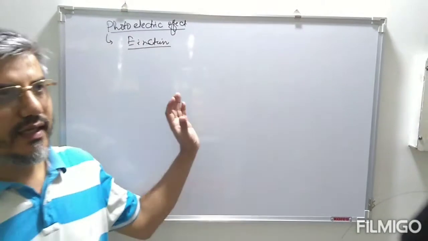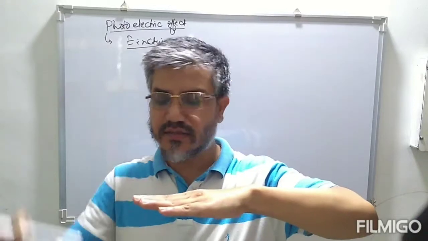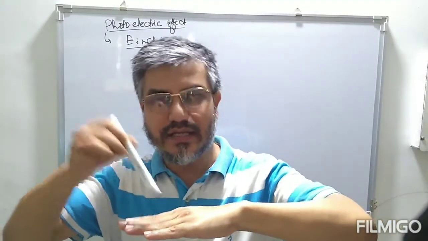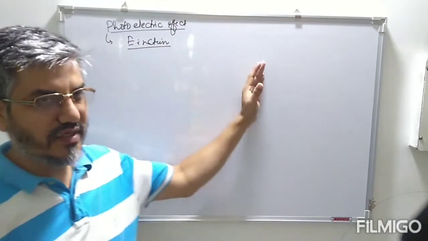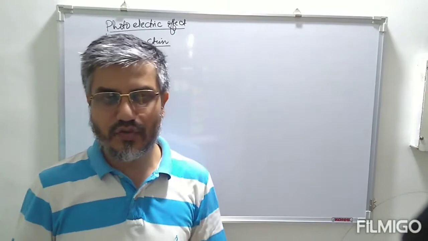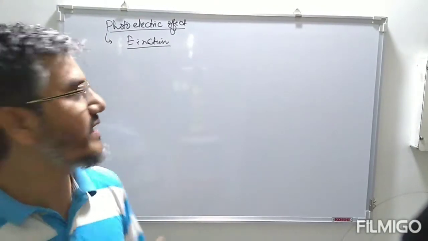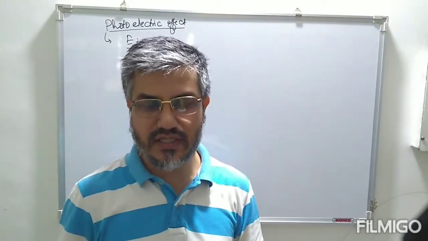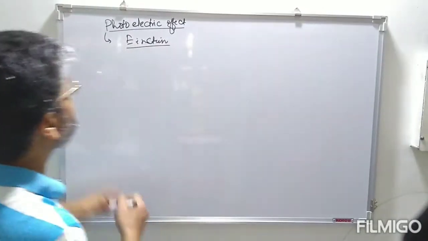Now, when a light of proper frequency falls on the surface of metal, so we have a metal, and some light of proper frequency falls on the surface of metal. When light with proper frequency falls on the surface of metal, electrons are ejected from the surface of metal. So this phenomenon of ejection of electrons from the surface of metal when a light of proper frequency falls on it is known as photoelectric effect, and the ejected electrons are known as photoelectrons.